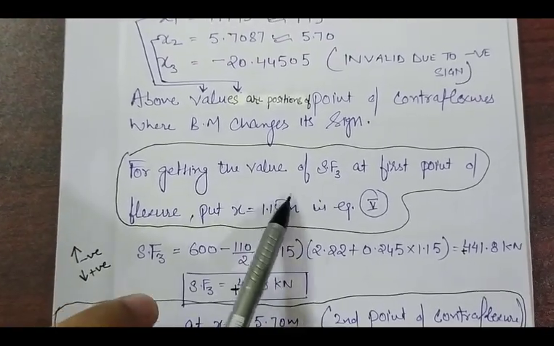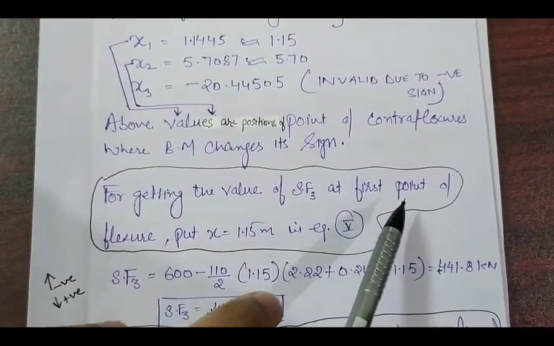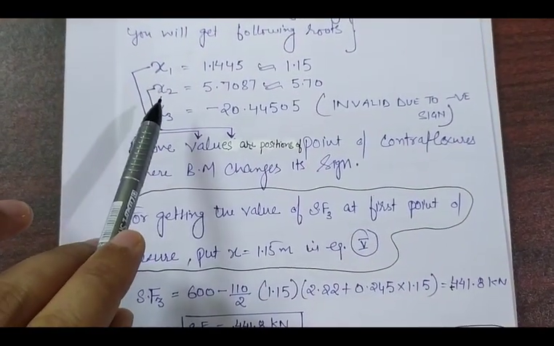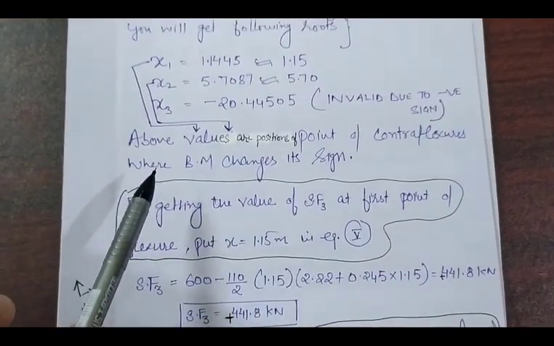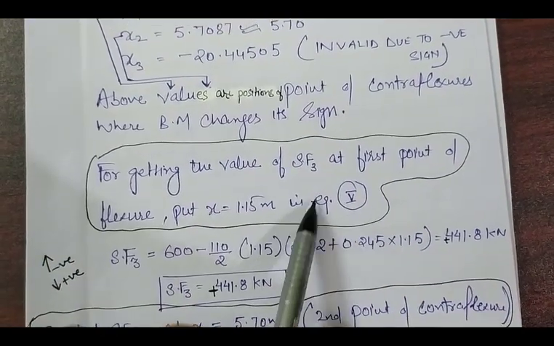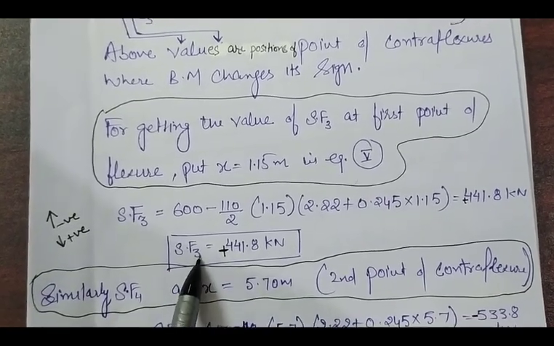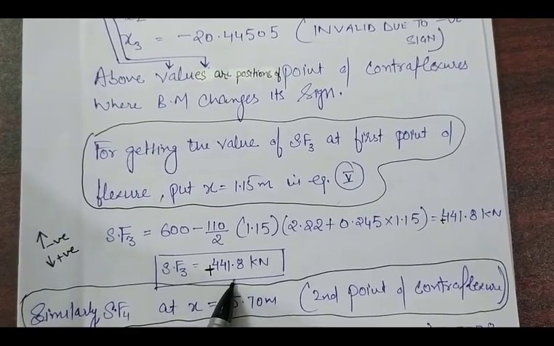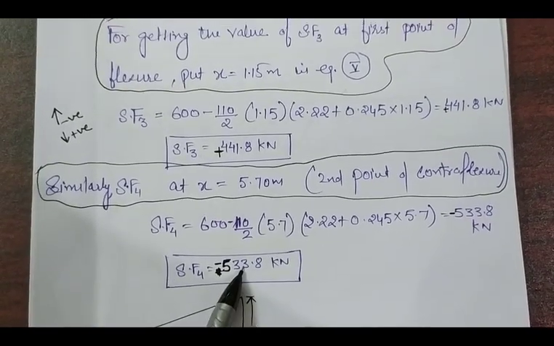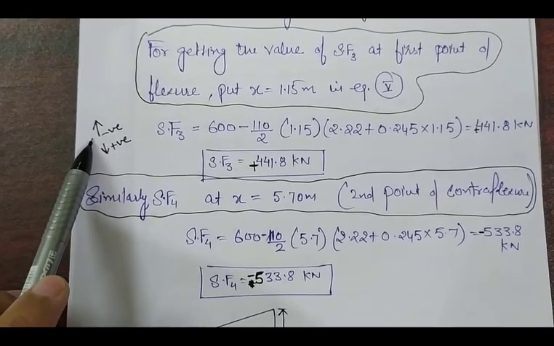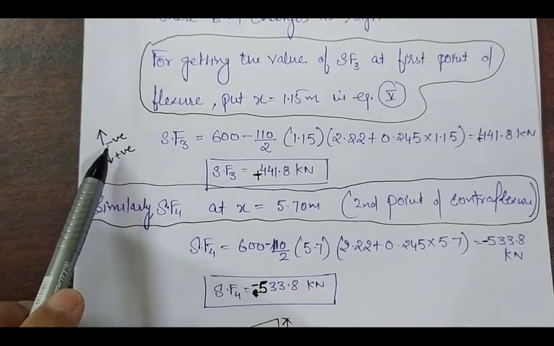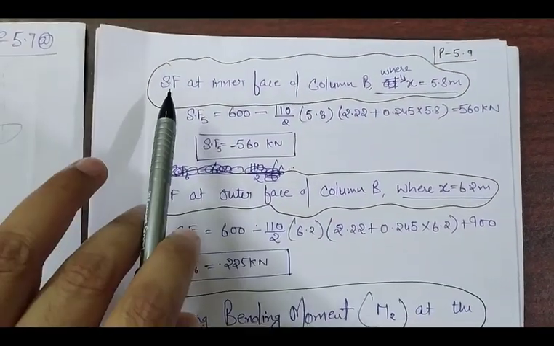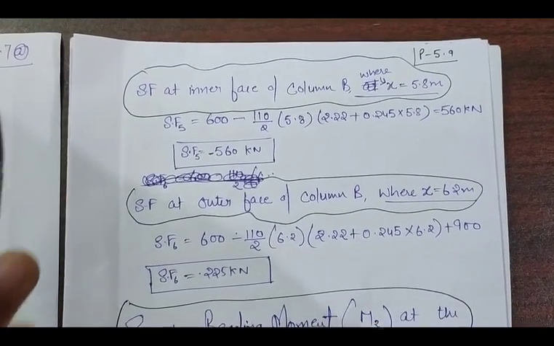Okay, now to find the shear force at the first point of contraflexure, put x is equal to 1.15, and at location 2 put x is equal to 5.70. Put these values in equation number 5, and we will get the shear force at the point of contraflexure 1 and again at the point of contraflexure 2. Obviously we will take upward forces as negative and downward forces as positive. Now we will calculate the shear force at different particular positions.